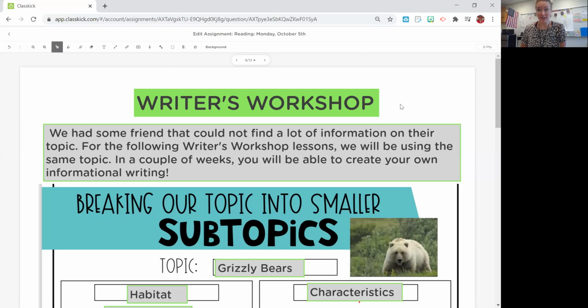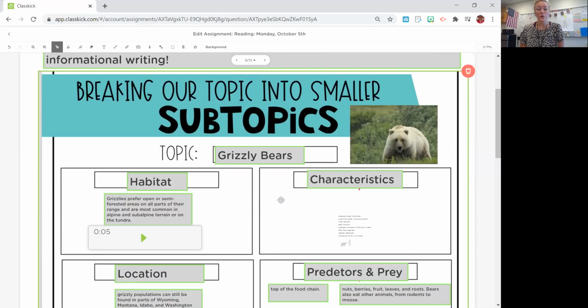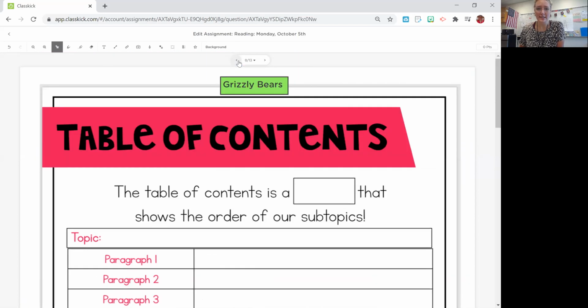Like we started last week, we're going to continue looking at our class topic of grizzly bears. And we're going to start organizing our writing today. So we brainstormed and we researched all about grizzly bears, and we have our 4 subtopics: habitat, characteristics, location, and predators. Today we're going to organize that into a table of contents to help us when we are writing.